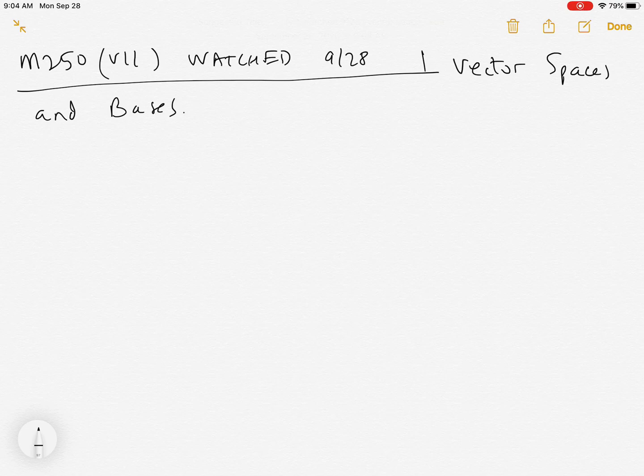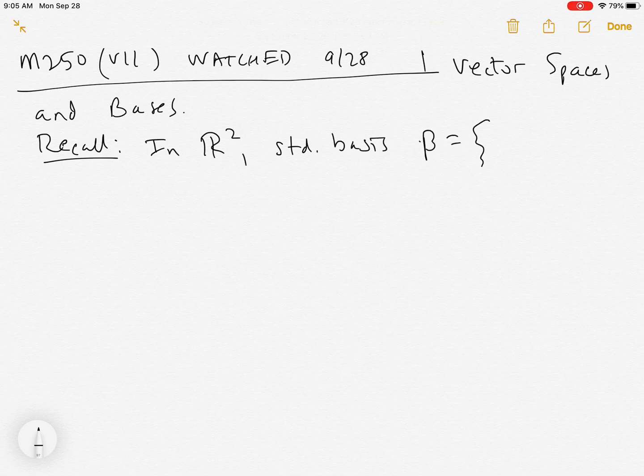and bases. So let's recall. We're going to work on R2 a bit here because it's easy to draw a picture. So in R2, the standard basis, standard normal basis, beta is E1 comma E2, which are the columns of the identity matrix. Okay. Now, just to sort of motivate this, bases impose a coordinate system on R2.